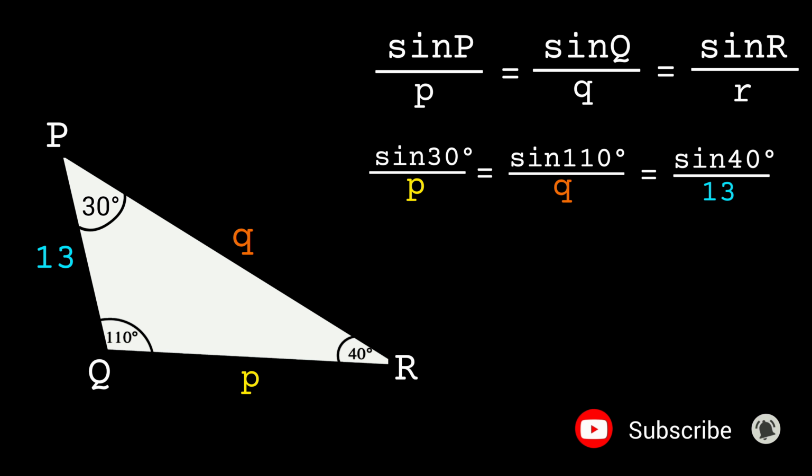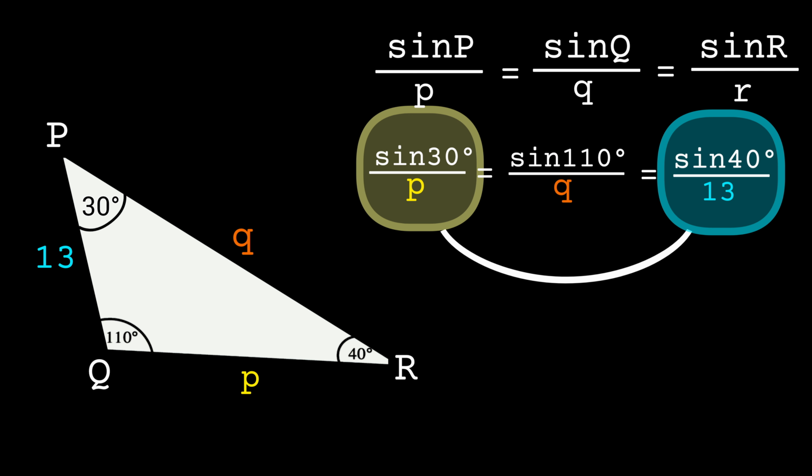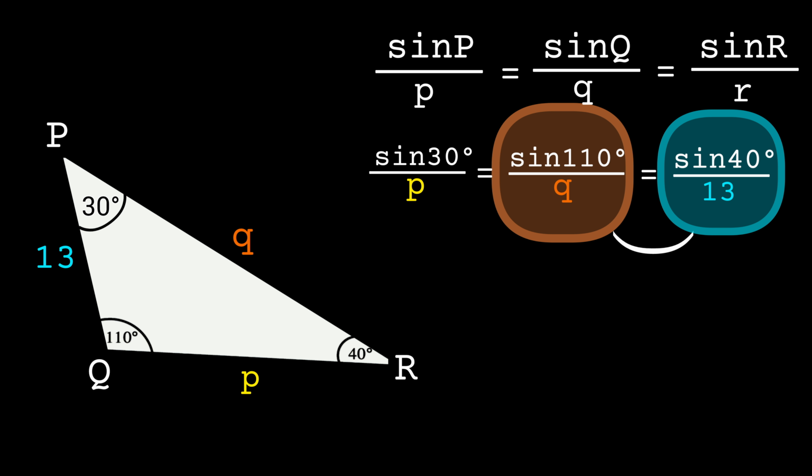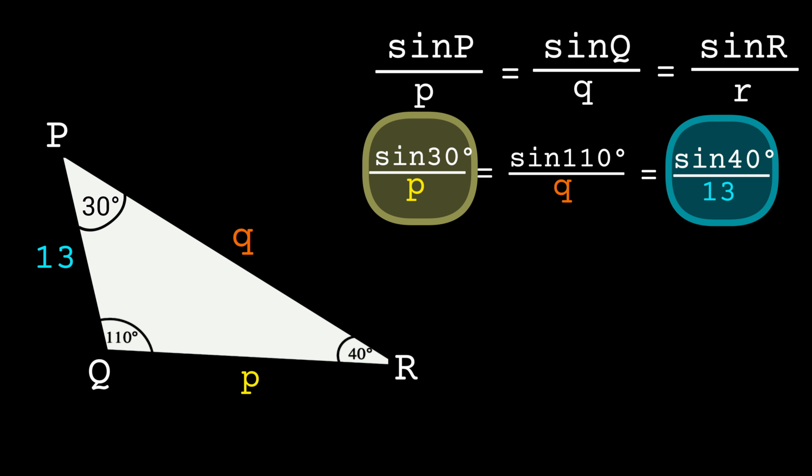To apply this rule, we need two sides and one angle, or two angles and one side. We cannot work with these two pairs because we have two angles and unknown sides. So it's either we work with these or these two. Because we are looking for both p and q, we're going to start with p, then we find q.